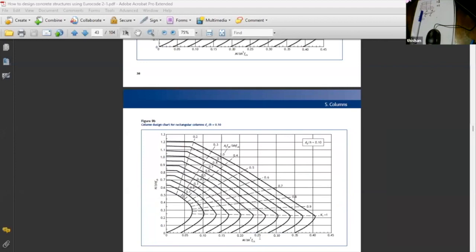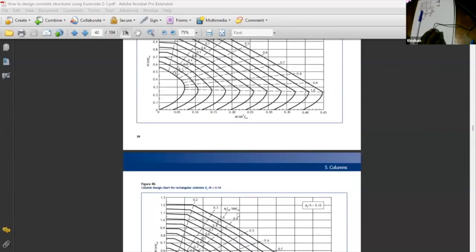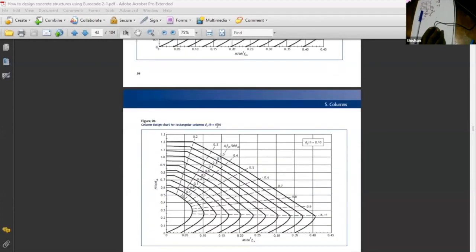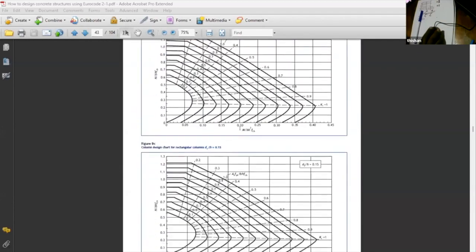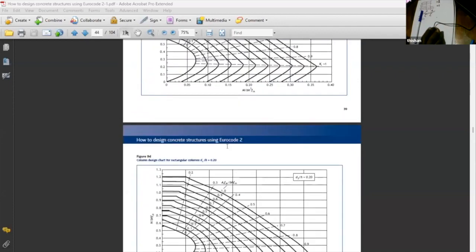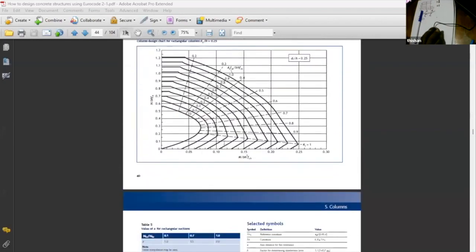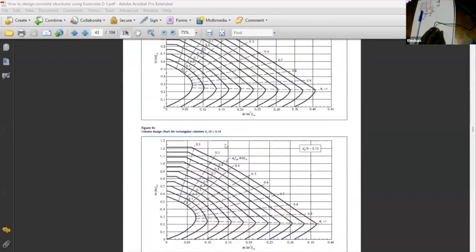Depending on the cover and other requirements, you can have other charts. So here you can have d over h of 0.05, 0.1, 0.15, 0.2, 0.25. So there are charts. And then you might wonder, what is this document?